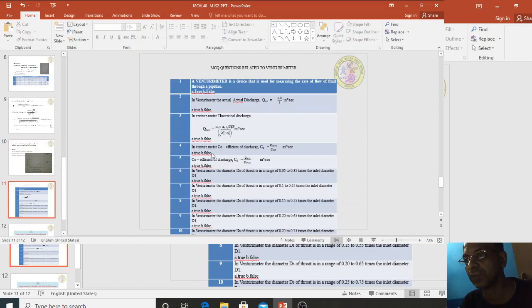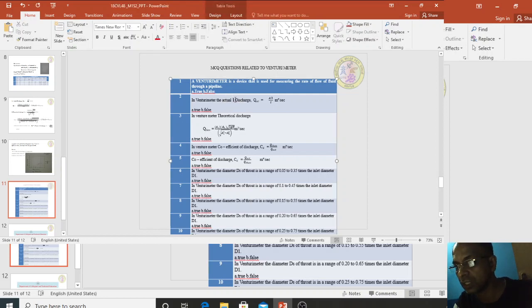Coming to the multiple choice questions related to Venturi meter. Number 1: a Venturi meter is a device that is used for measuring the rate of flow of fluid through a pipe line. True or false? Option A is true and option B is false. That is true. Second question: in a Venturi meter, the actual discharge is given by Q actual equal to A into H divided by T meter cube per second. Option A is true, option B is false.